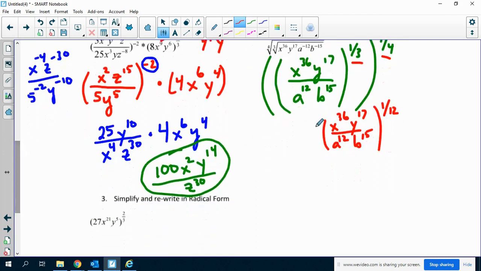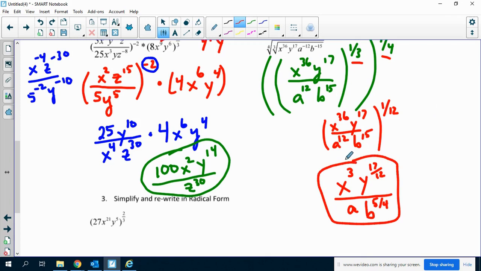And then now I can just multiply all of the exponents. So as I multiply all the exponents, x to the 36 to the 1/12 is 36 divided by 12. X to the third, y to the 17 over 12 is just y to the 17 twelfths. A to the 12, 1/12, so that's just a. And then b to the 15 twelfths, well, I can reduce 15 twelfths. That's 5 over 4. So that is the answer to number 2.